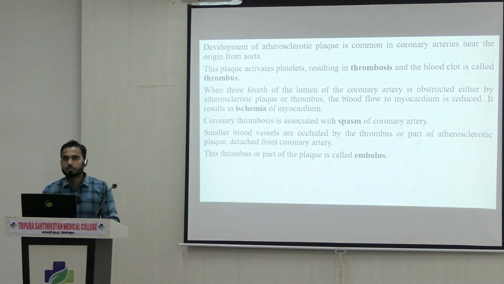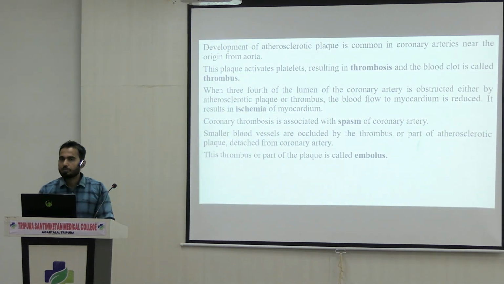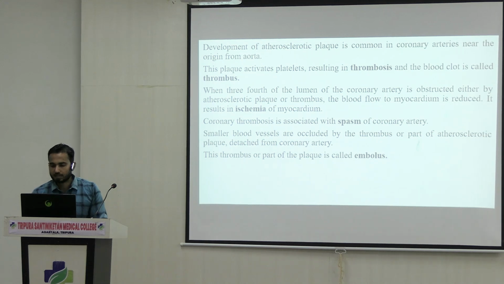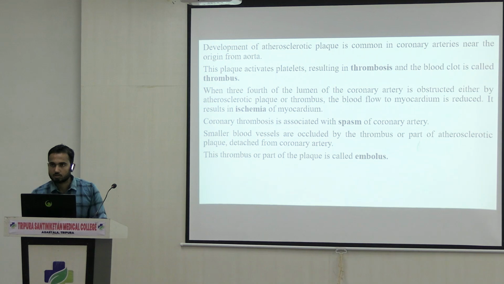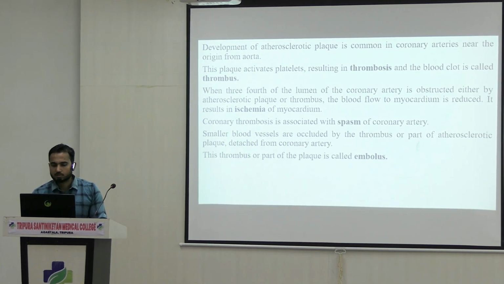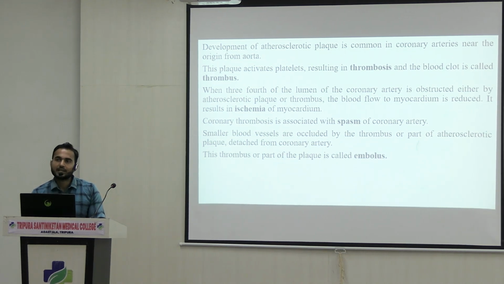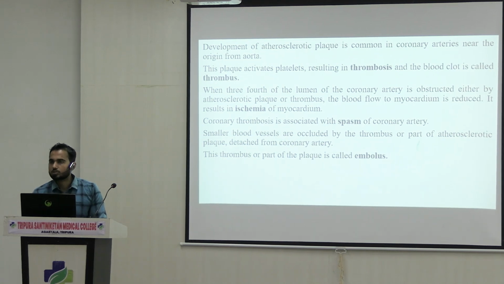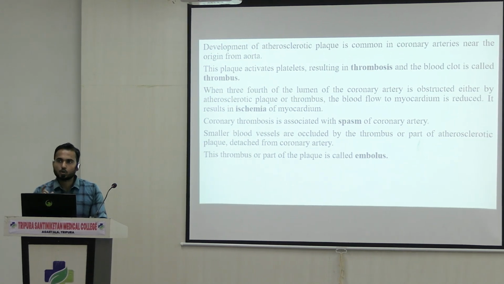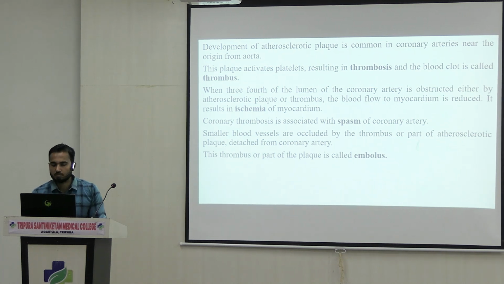Okay. Now there are some important terminologies. Development of the atherosclerotic plaque is common in the coronary artery near the origin of the aorta. Okay. Next, what will happen? This plaque will activate the platelets, resulting in thrombosis, and a blood clot is called a thrombus. So when the platelets get activated in that particular area, thrombosis will take place and the clot will form, and that is called a thrombus.